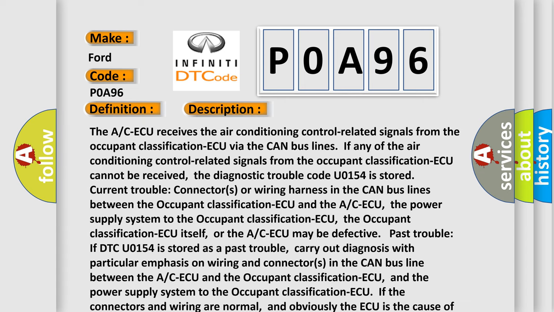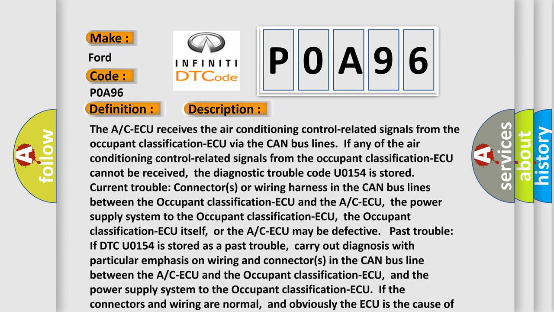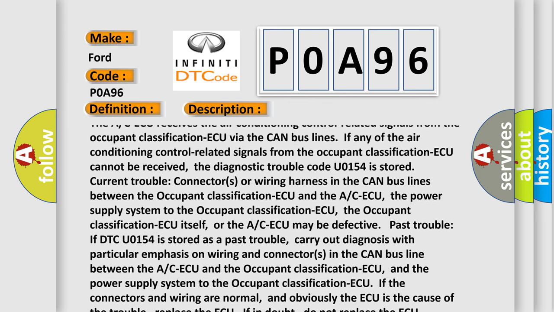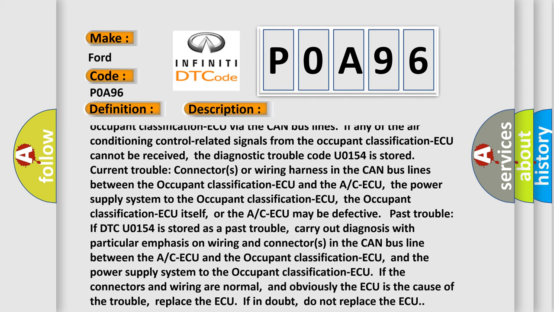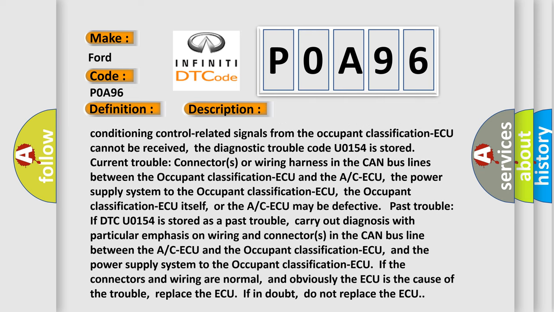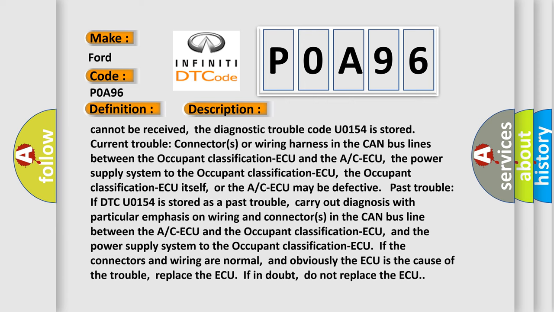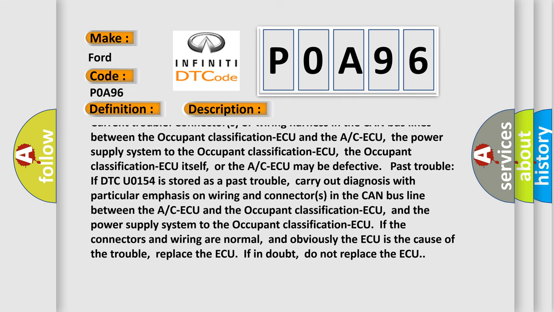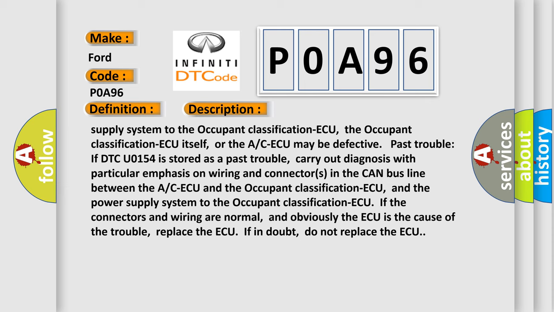The C-ECU receives the air conditioning control related signals from the occupant classification ECU via the CAN bus lines. If any of the air conditioning control related signals from the occupant classification ECU cannot be received, the diagnostic trouble code U0154 is stored. Current trouble: connectors or wiring harness in the CAN bus lines between the occupant classification ECU and the C-ECU, the power supply system to the occupant classification ECU, the occupant classification ECU itself, or the C-ECU may be defective.